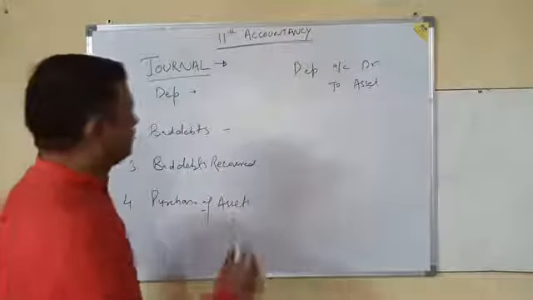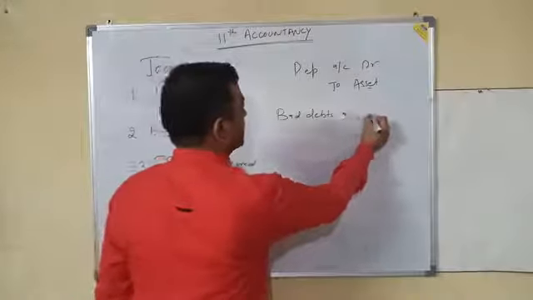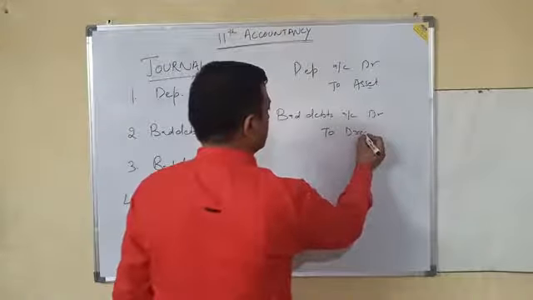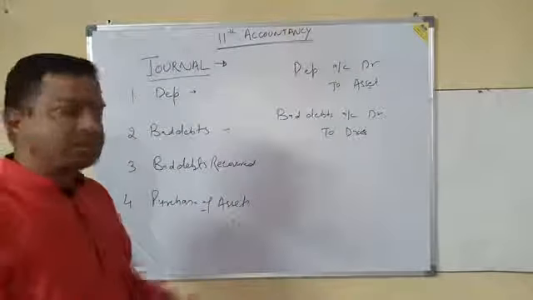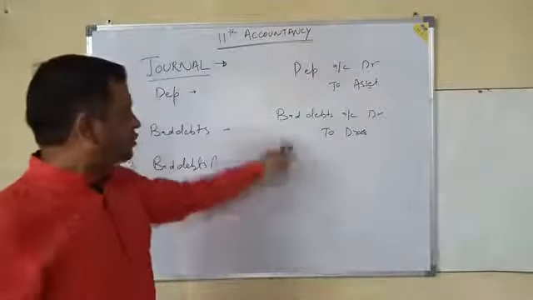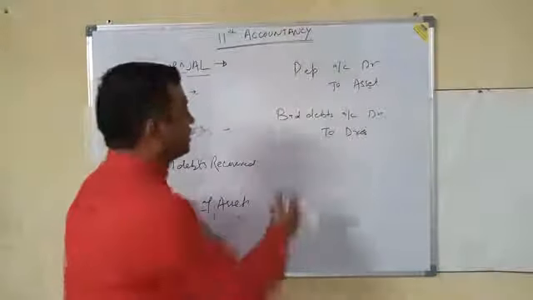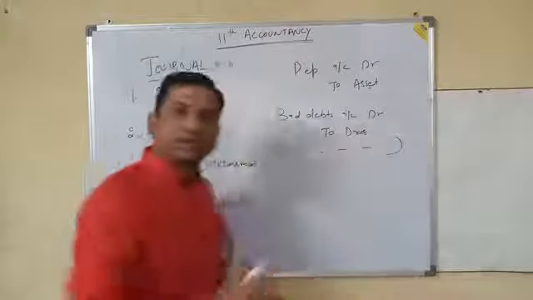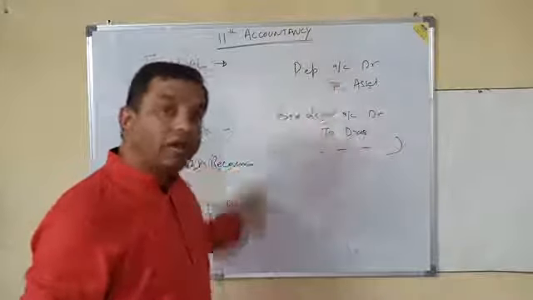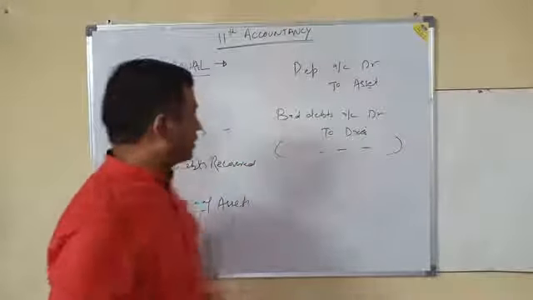So whenever there are bad debts, the entry will be bad debts account debit. Why bad debts account debit? Because it is a loss for the firm. And to debtors, because of this bad debt, the amount of debtors will go down. So bad debt account debited to debtors. And you can put the narration also at the end of the entry. As I have already told you in my previous lecture, whenever you put any entry, you have to give the detail of the entry, and that is narration. You can put, bad debt occurred, asset depreciated, etc.